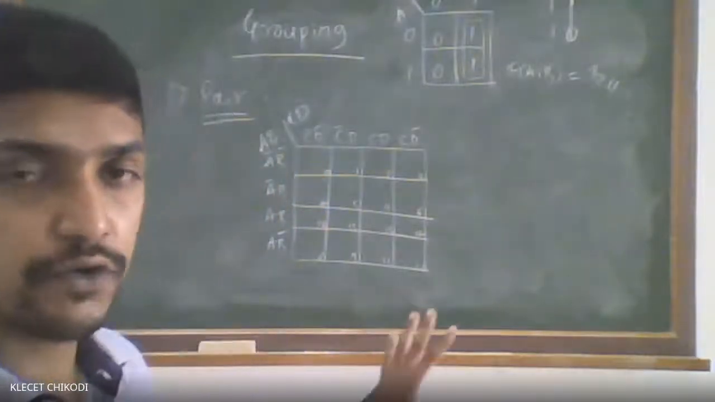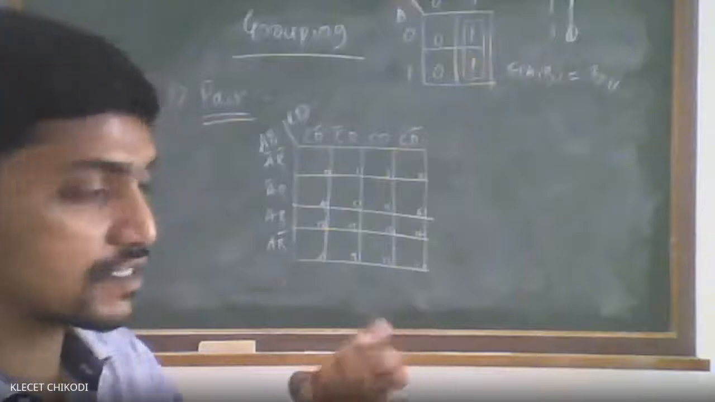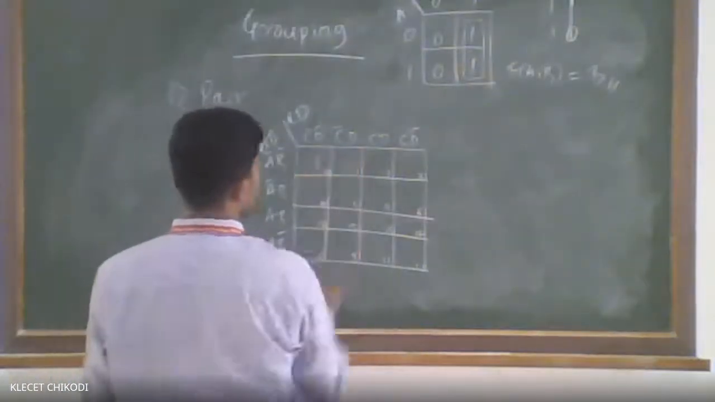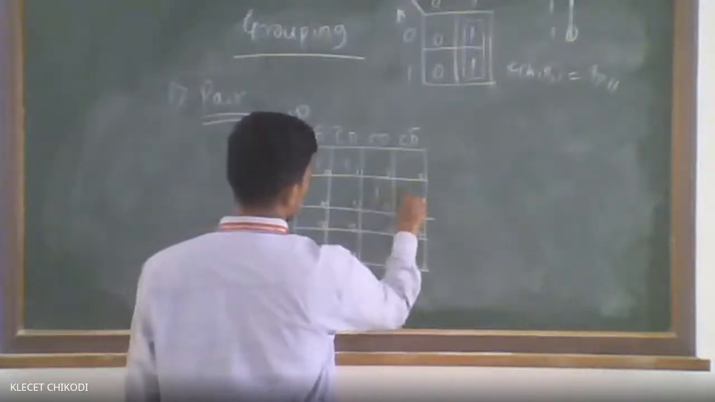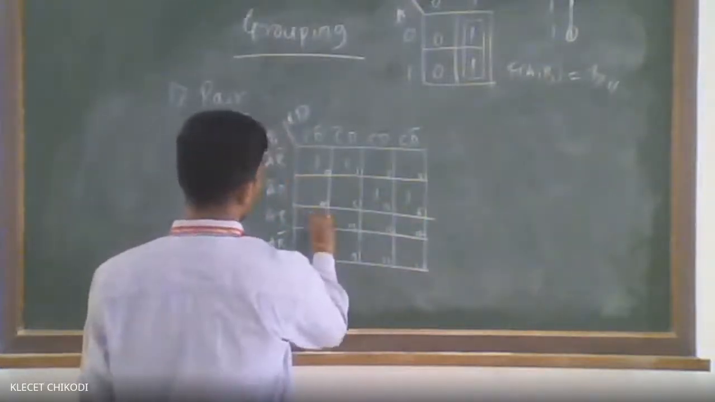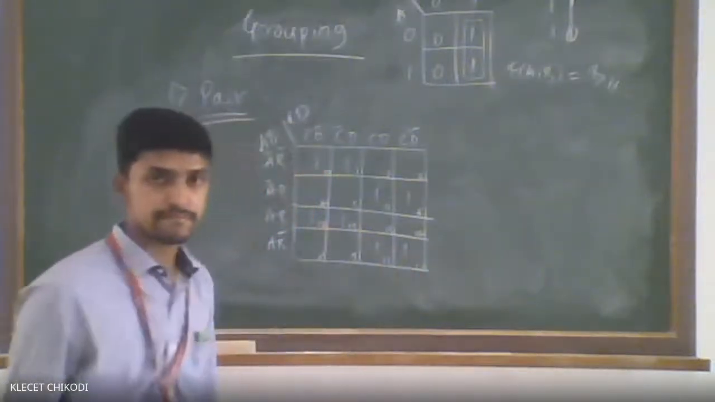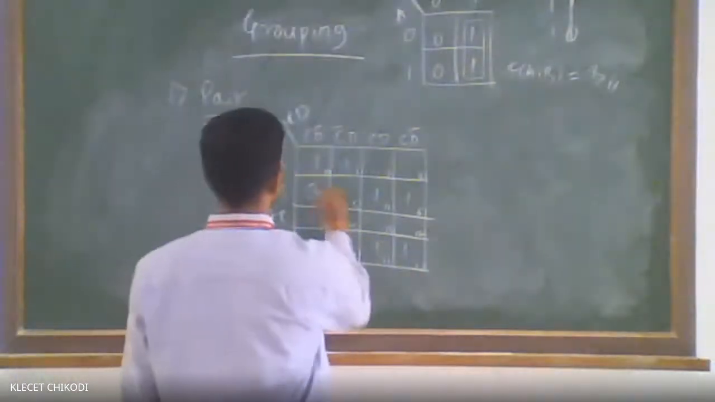Okay, this is the 4 variable K-map or 16 cell K-map. Now I will write 1 1 here, 1 1 here, again 1 1 here, and 1 1 here. Remaining all values are zeros.